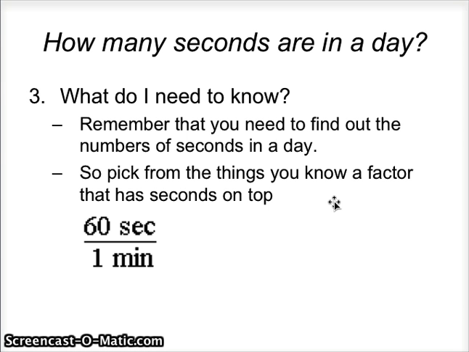So now step 3: what do you need to know? Well, just like most things, there are multiple steps. There are multiple ways of getting to a certain location. For this particular example, you need to know that you are starting off with 1 day and you're trying to get to the point where you only have seconds left, like how many seconds there are in the day. So pick the things that you know from a factor that has seconds on the top, or however you want to do it. This is just one of 2 or 3 ways to do it. So this is just the one way.